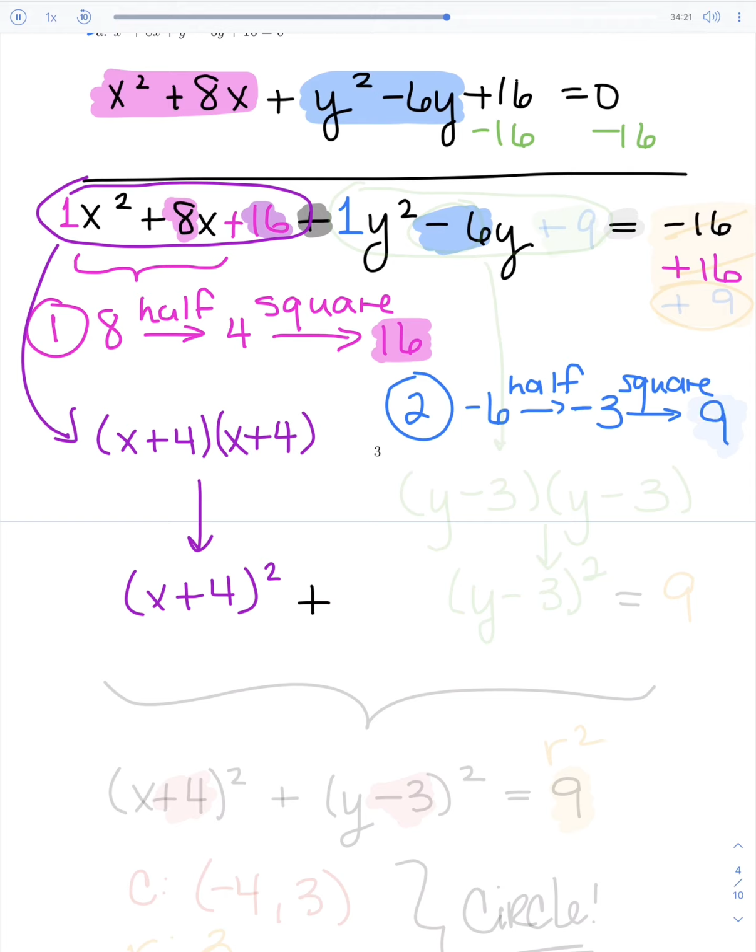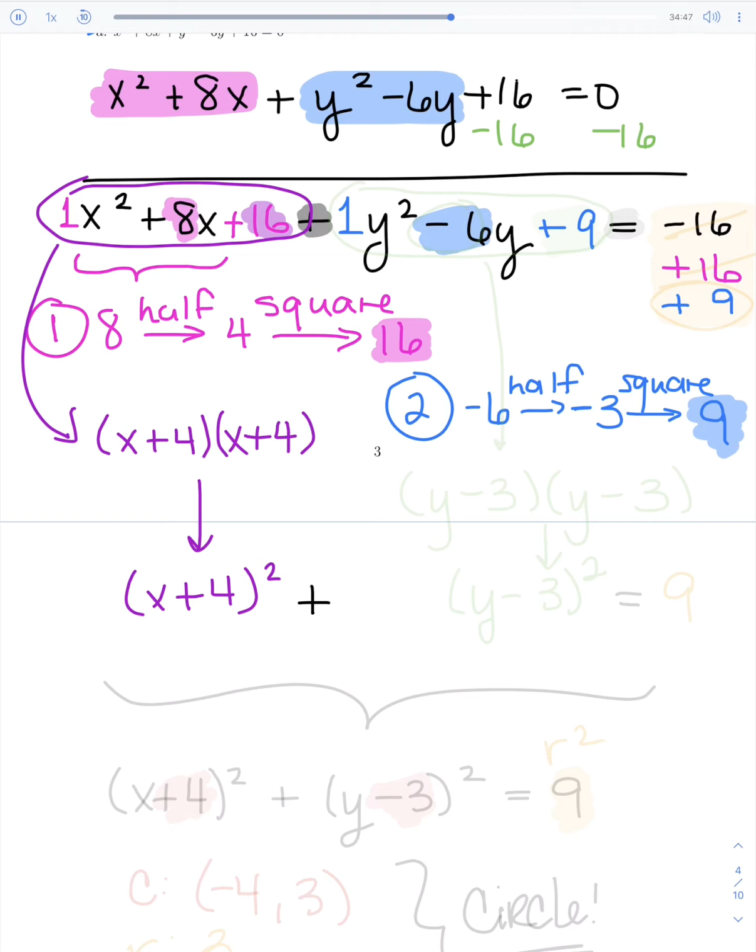What this +9 is, again, remember, is what I want to add in with my y's here. So I'm going to add a +9 in here with my y's, but again, once I add my 9 on one side, remember, our equation has to remain balanced. I have to add a 9 to the other side as well. Can't just do it to one side without doing it to the other. So let's see what happens.